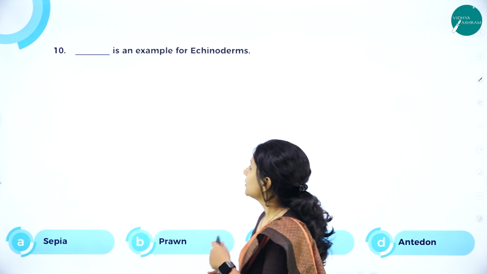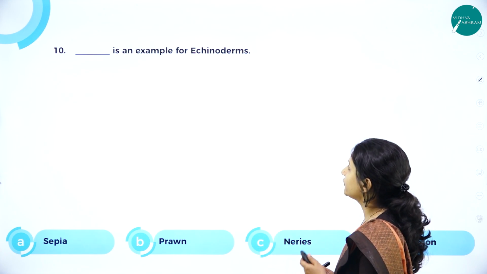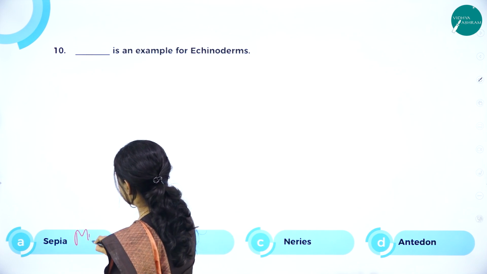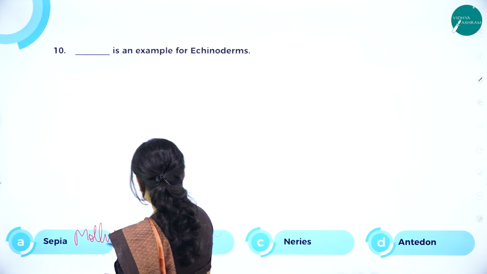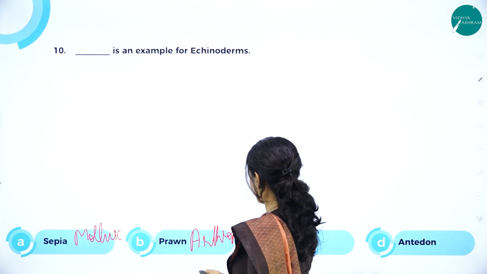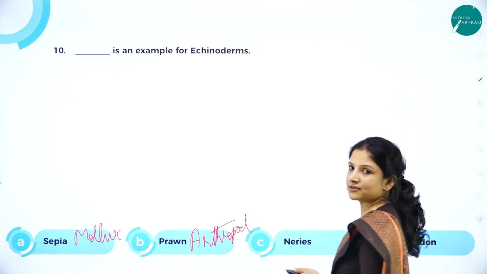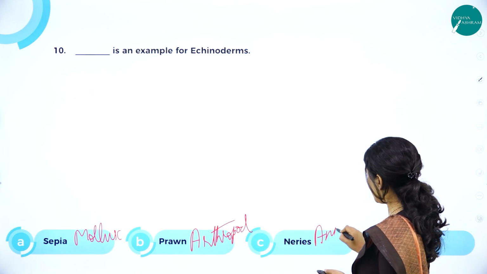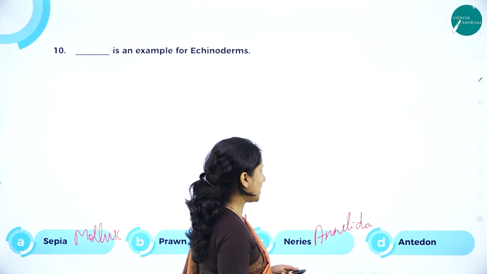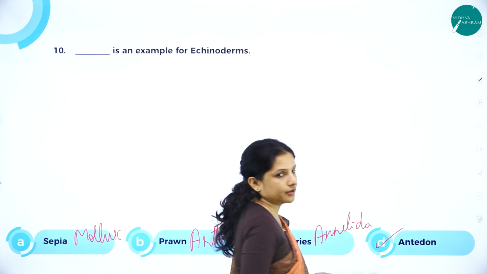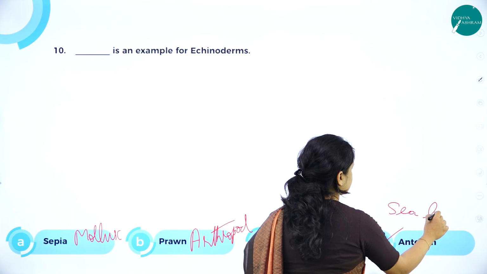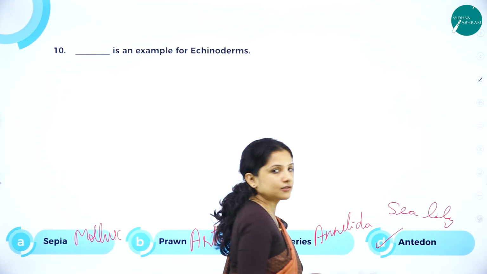Next question. Dash is an example for echinoderms. Is it sepia? Sepia is an example for mollusk. Prawn is an example for arthropod, phylum Arthropoda. Nereis is an example for phylum Annelida. Antedon is actually an example for echinoderm. So, Antedon is the right answer here. Antedon is nothing but sea lily. So, this is the right answer.